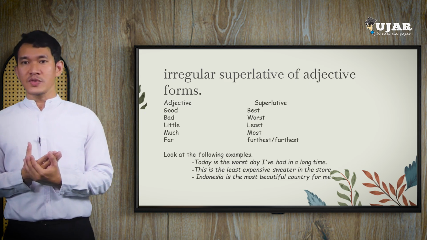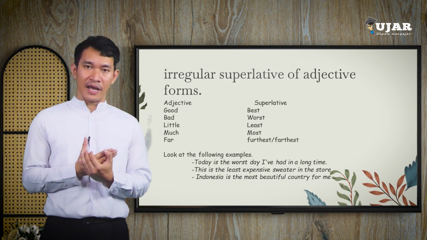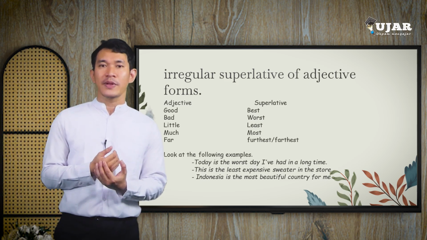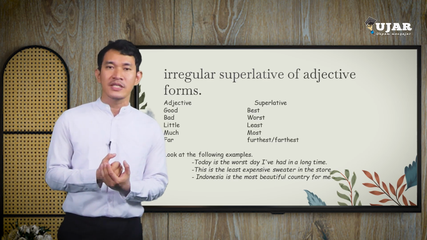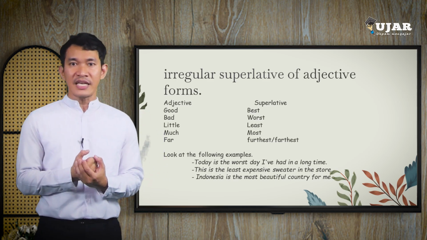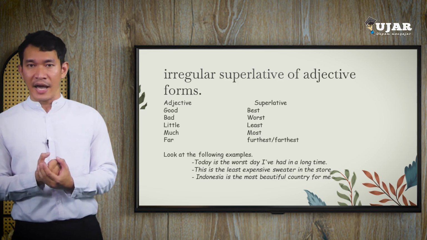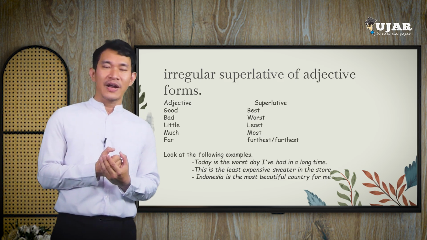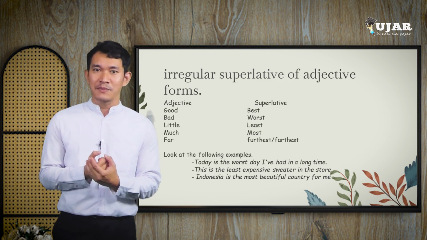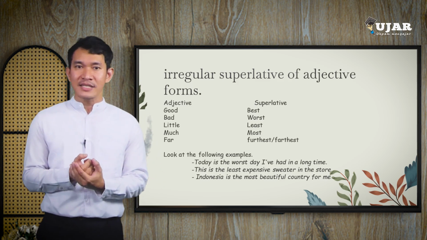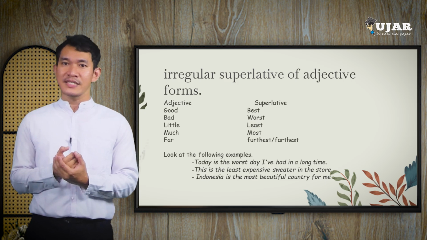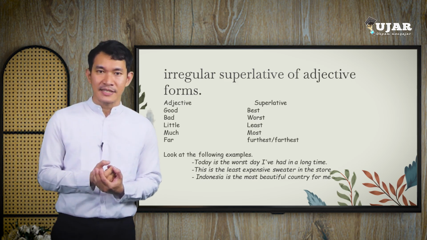In addition, with short adverbs that do not end in -ly, comparative and superlative forms are identical to adjectives. Add -est to form the superlative. If the adverb ends in e, remove it before adding the ending. For example, hard becomes the hardest, fast becomes the fastest, late becomes the latest.